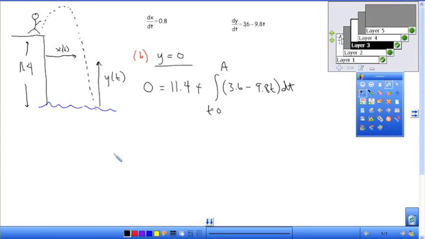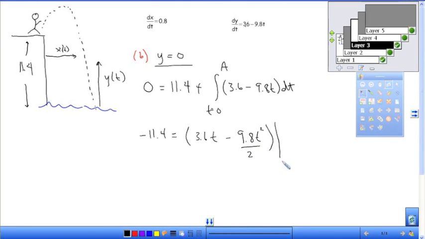I can begin to solve this equation. But how do I solve this equation? Well, in order to solve this equation, I actually need to do an integral. And so the integral of 3.6 minus 9.8t is going to be 3.6t minus 9.8t squared over 2. And I need to evaluate that as t goes from 0 to a.